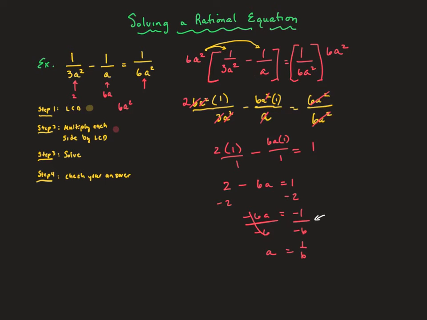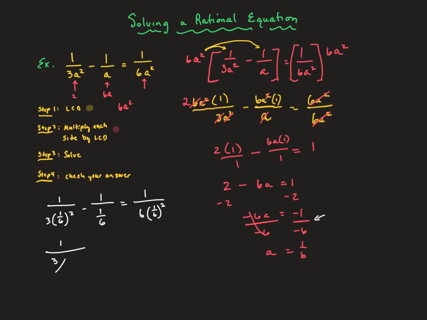So as I plug 1/6 back in, of course, that's the step 4, right? We never do that one. It'd be 1 over 3 times 1/6 squared minus 1 over 1/6 equals 1 over 6 times 1/6 squared. Goodness, don't you hate when this happens?